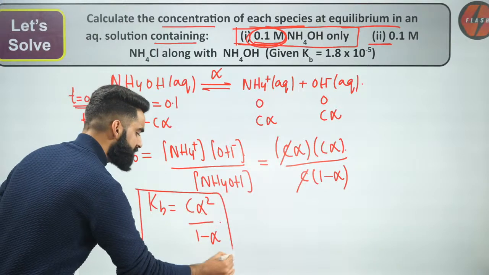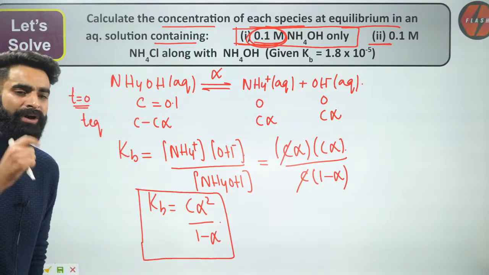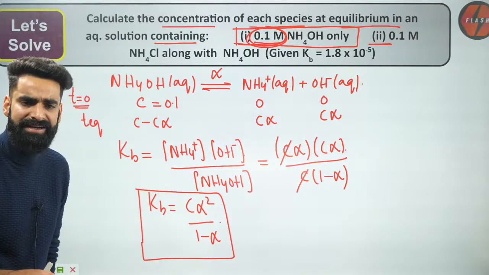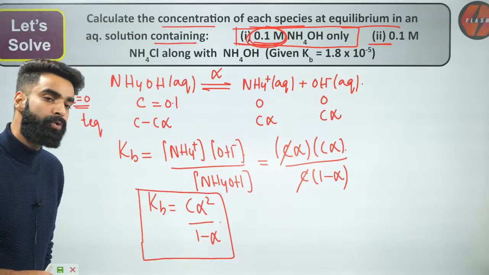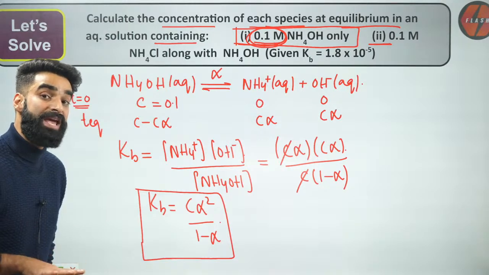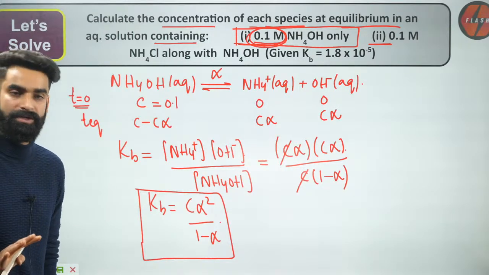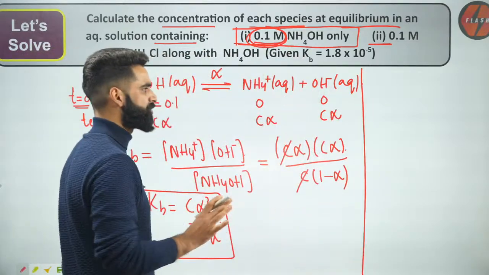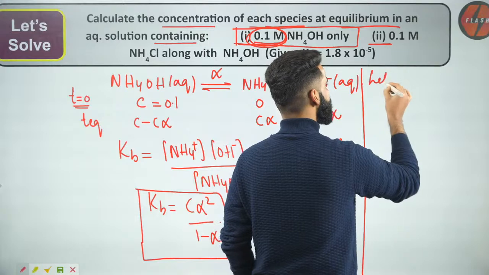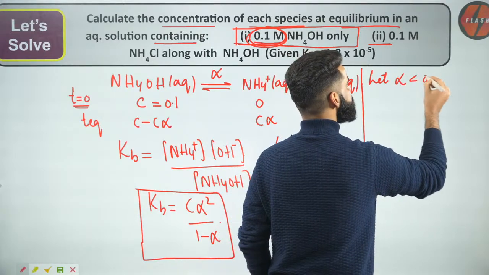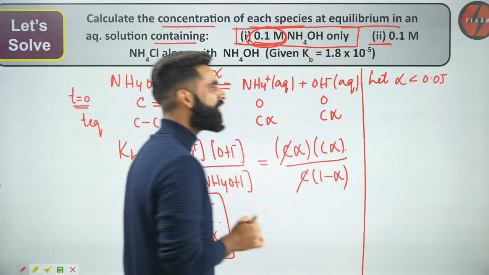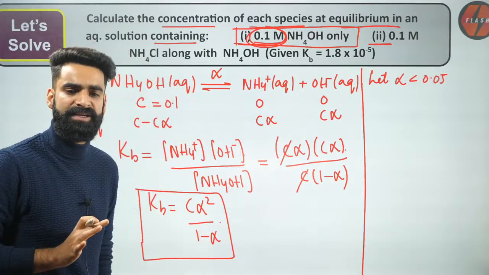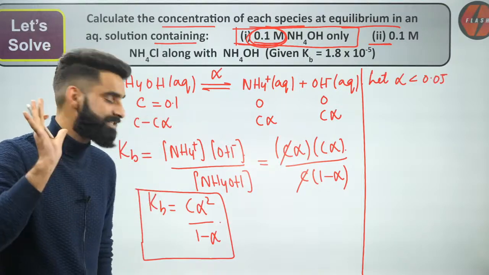Now, one important thing arises. Should I be neglecting alpha right here or not? I have told you in the last session how to check whether alpha is to be neglected or not. For that, I will directly assume alpha to be far less than 1. Let alpha value be less than 0.05. I'm assuming alpha to be far less than 1, less than 0.05.